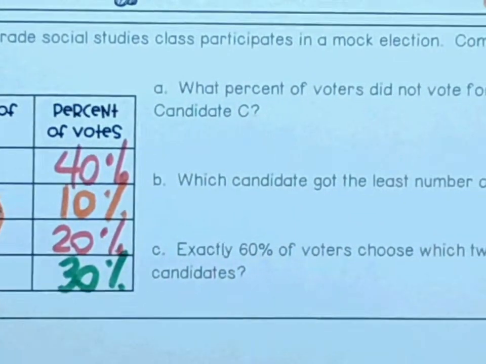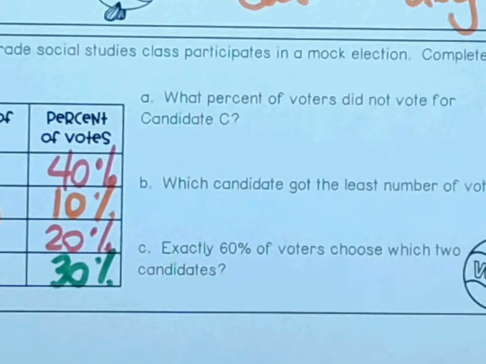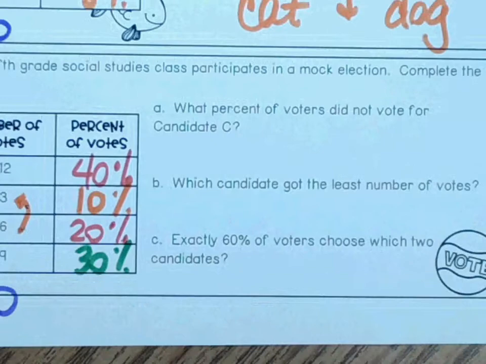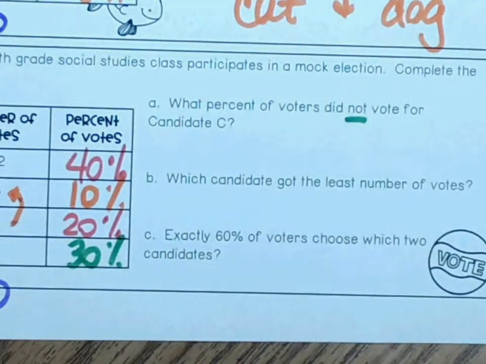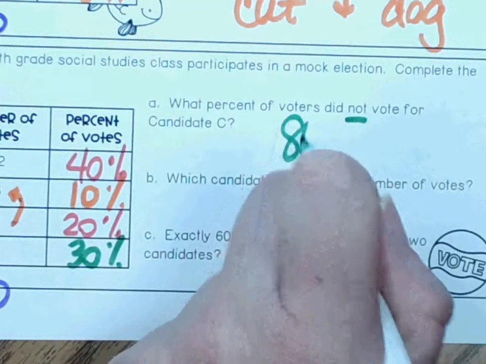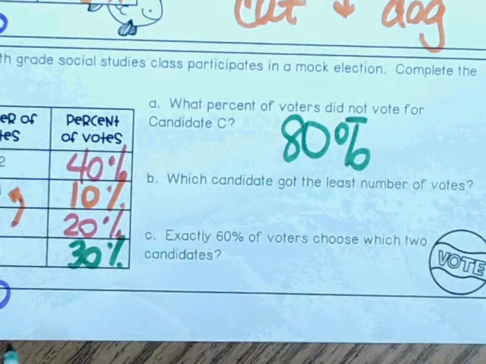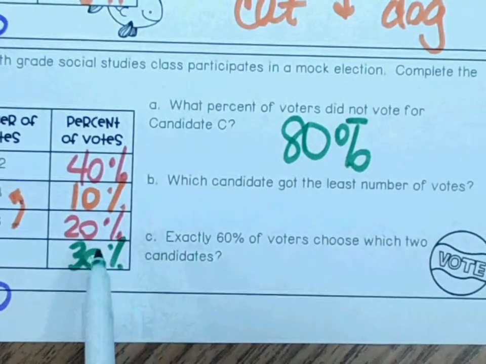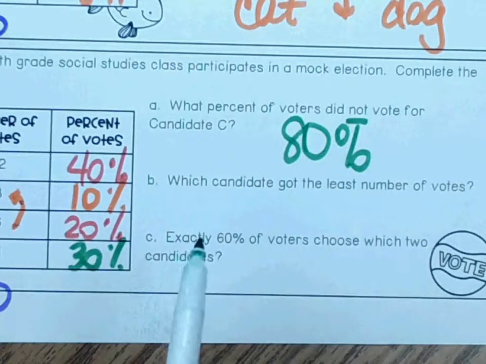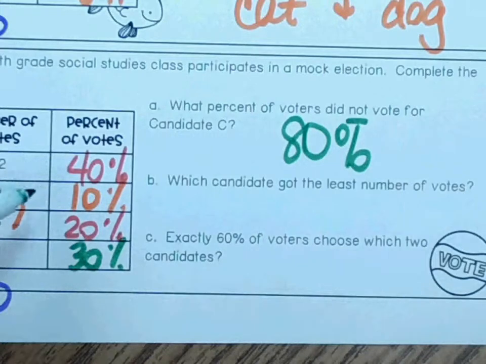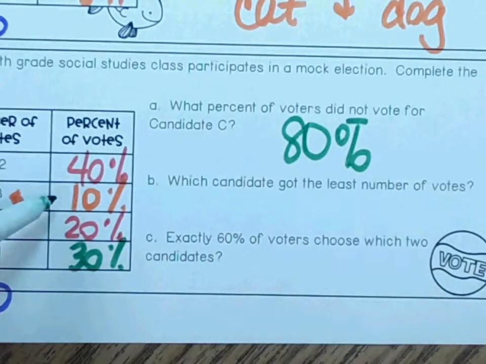Alright, let's answer our questions real quick. What percent of voters did not, notice that word, not, vote for candidate C? 80. Because percent is out of 100, so if 20% did vote, it gives me 80% did not vote. Or I could have added up the other ones. So 40 plus 10 plus 30.